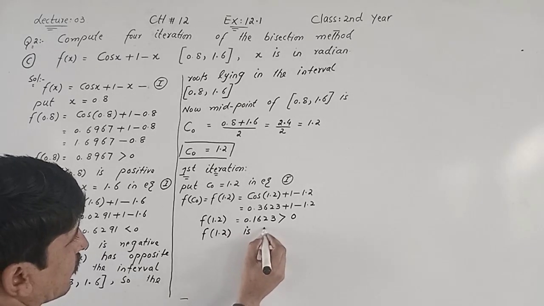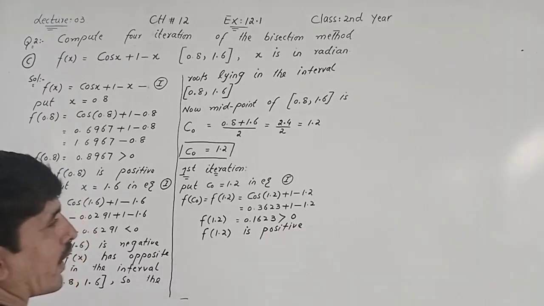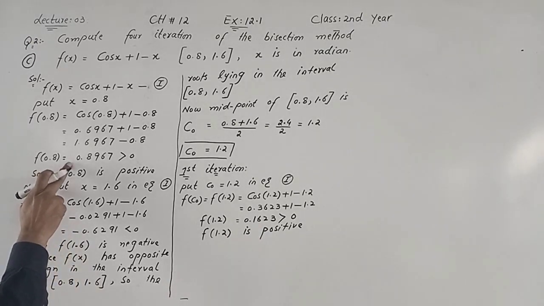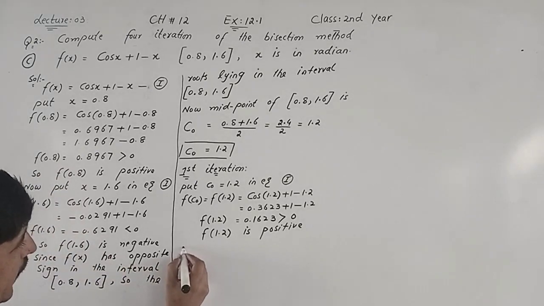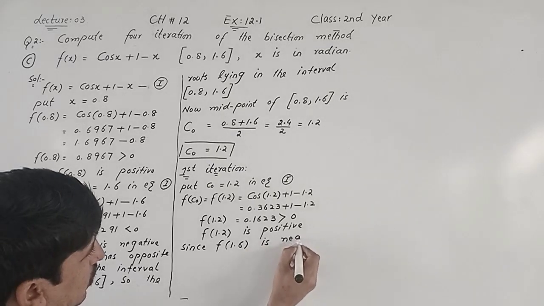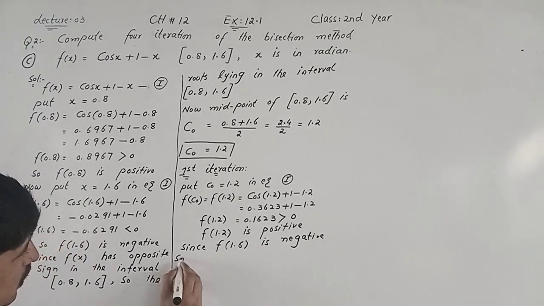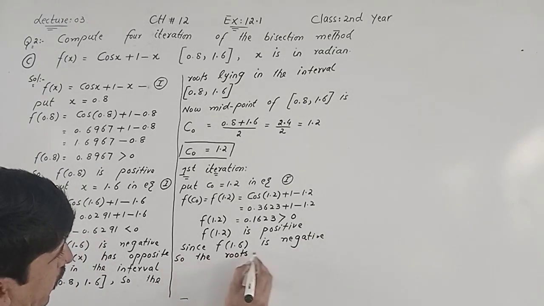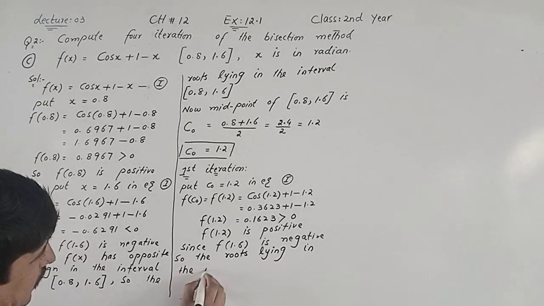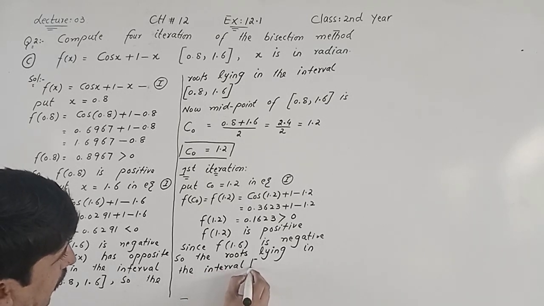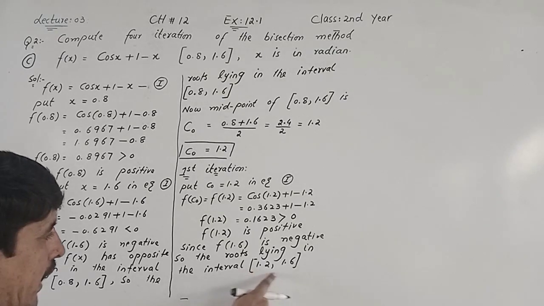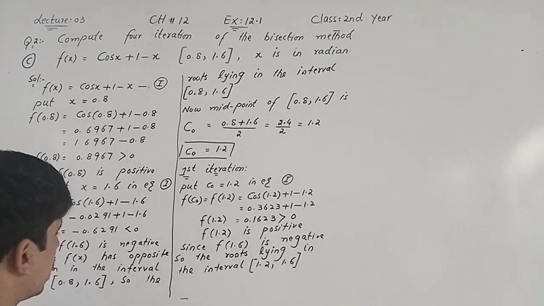So f of 1.2 is positive, अब हम इसका अपोजिट साइन वाला जो वैल्यू है वो लेंगे, मीन f x जो नेगेटिव हो हम वही वैल्यू लेंगे। देखिए ये भी पॉजिटिव है, यहाँ पे ये हमारे पास नेगेटिव है। Since f of 1.6 is negative, so the roots lying in the interval 1.2 to 1.6, because f of x have opposite sign in this interval, so the roots lie in this interval.